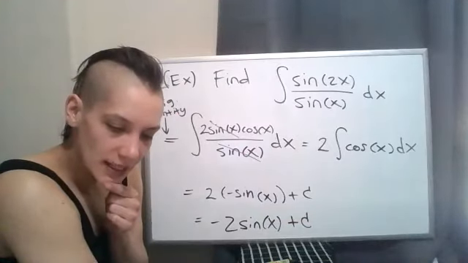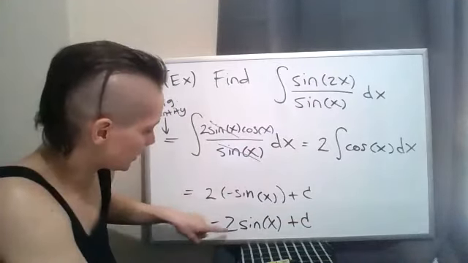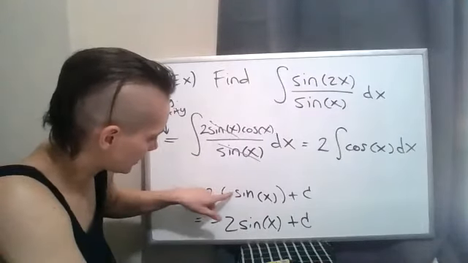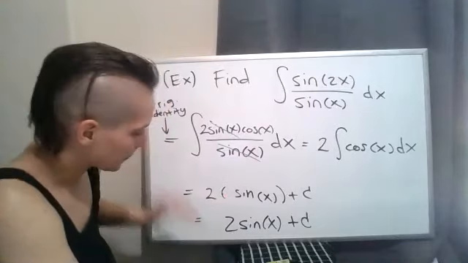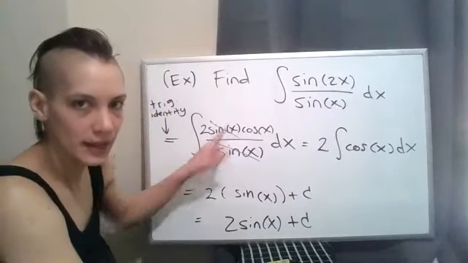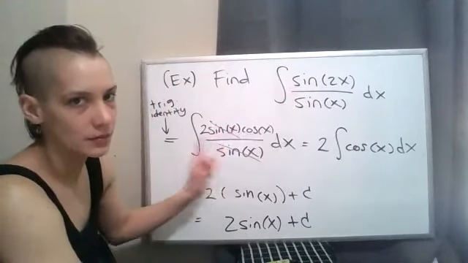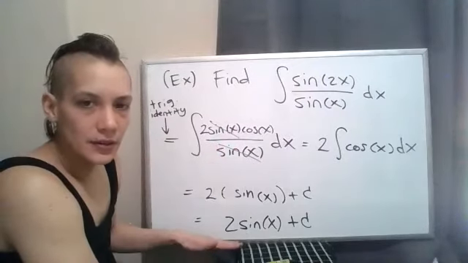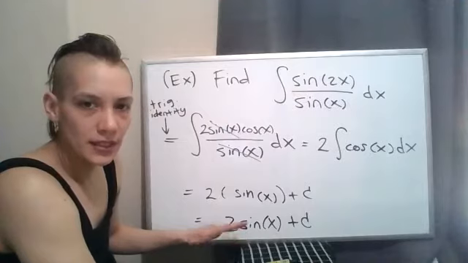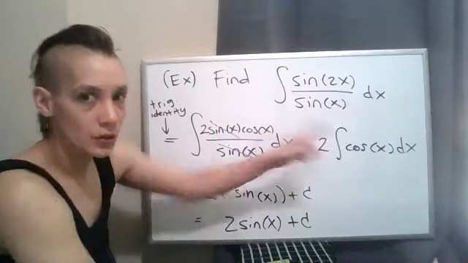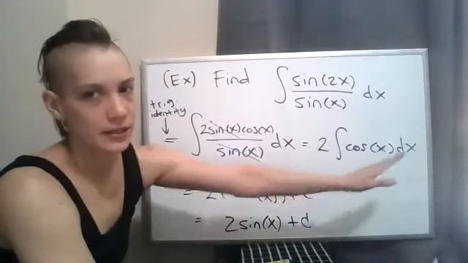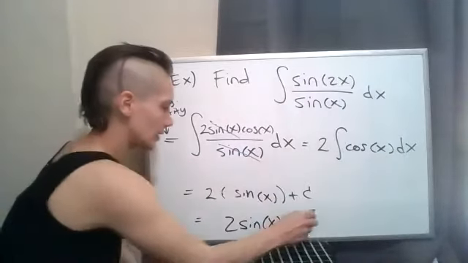Actually, I don't have a negative sign. Double check. The derivative of sine would be cosine, so I don't need this. Let's do it again. The derivative of this should get me back here, which is that spot there. Derivative of 2 sine of x would be 2 cosine of x. Good. And the derivative of a number is going to be plus 0. That's better.